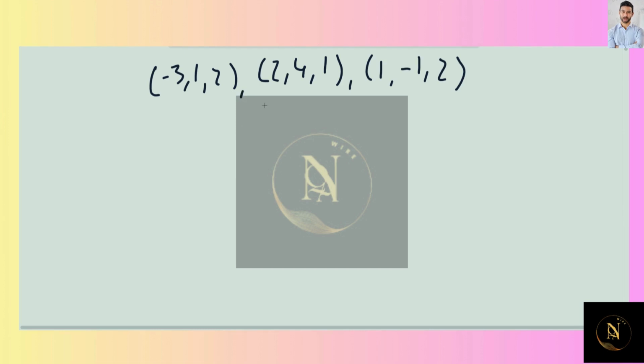Well, what does that mean? Well, what is the inner product on R3? That's what we know as the dot product. So if we wanted to take the dot product of the first and second vectors, that'd be -3 times 2 plus 1 times 4 plus 2 times 1. That's our familiar dot product. That's the inner product on R3 of these two vectors.